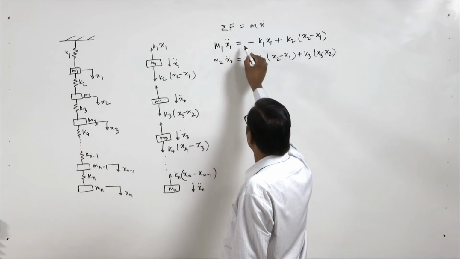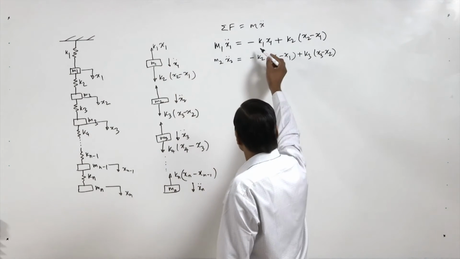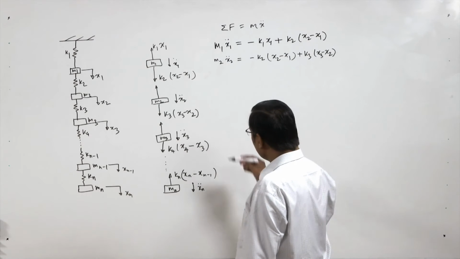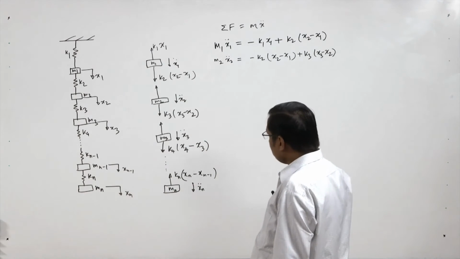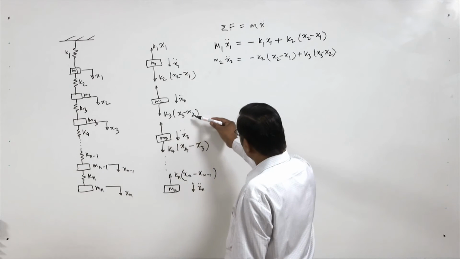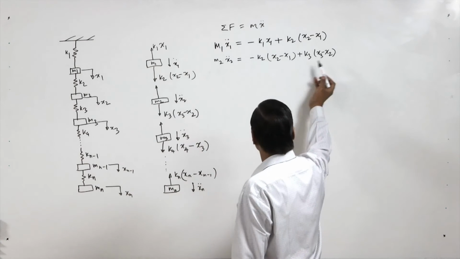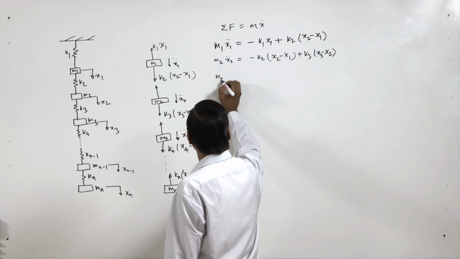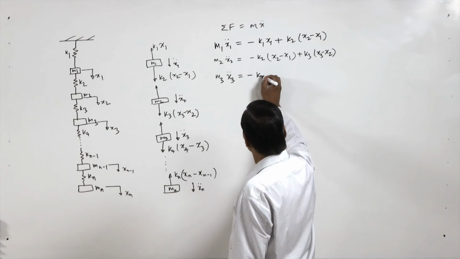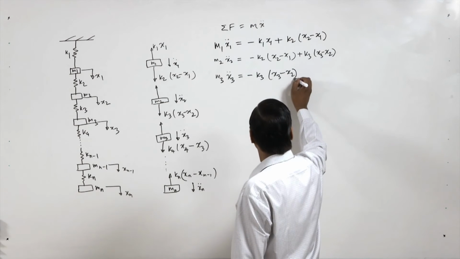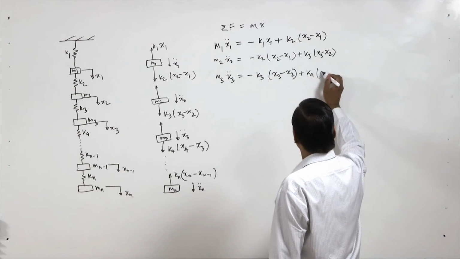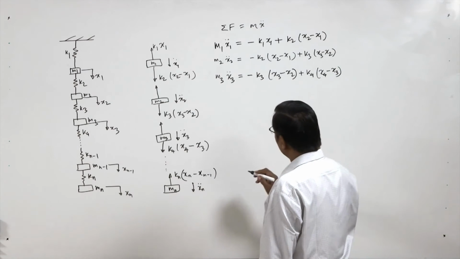So m1 x1 double dot, and then the forces, that is k1 x1 that is upward, and k2 (x2 minus x1) is in the direction of x1 double dot, so it is positive. Similarly for m2, we have this force but opposite to the direction of x2 double dot, so it is negative, and this force is in the same direction of x2 double dot, so it is positive. Now for m3, we have this force that is opposite, so x3 minus x2, and plus k4 (x4 minus x3).